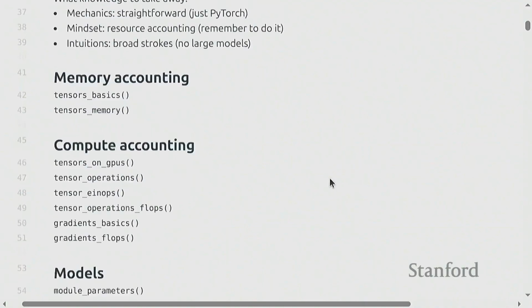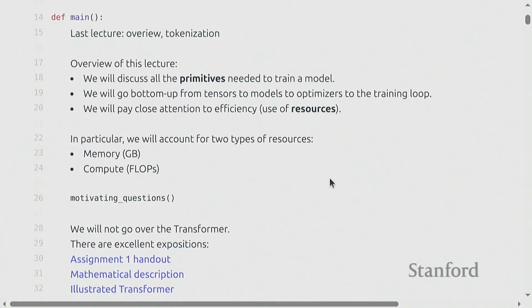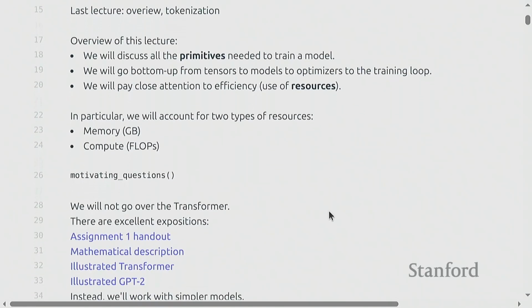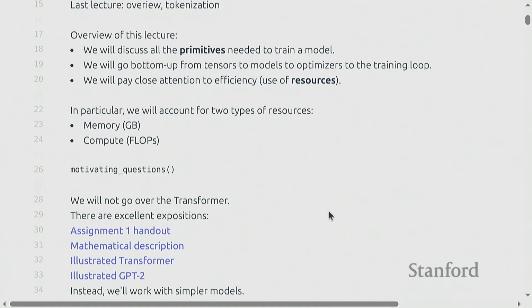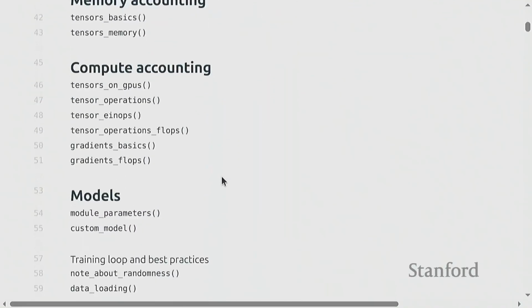Okay, so I will wrap up there. Just to conclude, we have talked about the different primitives used to train a model, building up from tensors all the way to the training loop. We talked about memory accounting and flops accounting. For these simple models, hopefully once you go through assignment 1, all of these concepts will be really solid, because you'll be applying these ideas to the actual transformer.